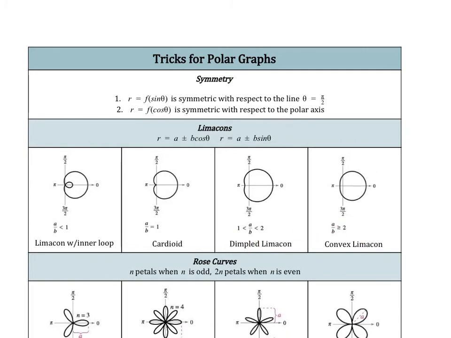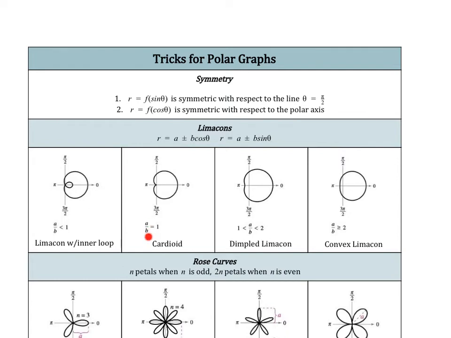So the way you determine which type you have is by testing the ratio of A over B. And this is going to be absolute value for all of them. So if the absolute value of A over B is less than 1, you're going to have this little inner loop. So you can find a more accurate graph by plugging in a few points, but you should expect to have this inner loop, and that can guide you when you're making your curve.